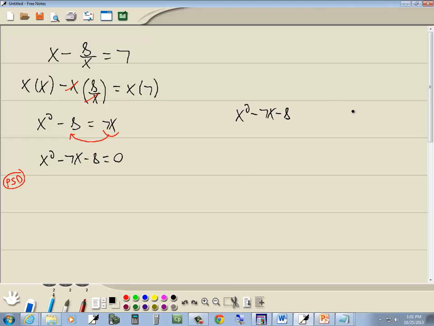The PST, we take our number at the end, which is 8, and we're going to come up with our 3 columns. Our P column, P for product, we'll list all products to give you 8. 1 times 8, 2 times 4. S for sum, you add these together. 1 plus 8 is 9, 2 plus 4 is 6. D for difference, so we'll subtract smaller from larger. 8 minus 1 is 7, 4 minus 2 is 2. The number we're looking for is a number in our middle term, which is a 7, which is right here, so we're going to use 1 and 8.